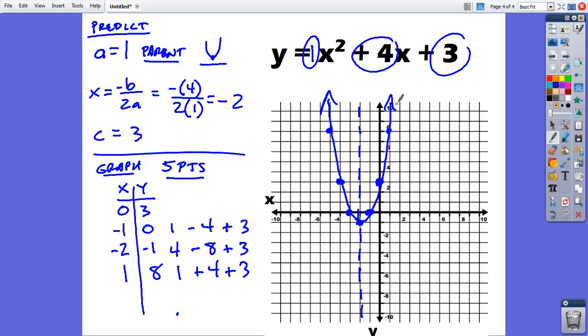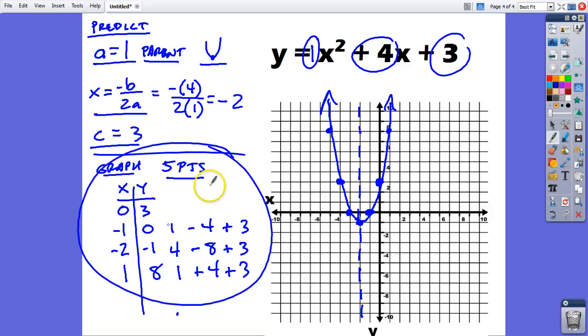Okay, so this is what the work should look like when you do this assignment. First, predict these 3 things. Predict what A is going to tell you about the graph, find the axis of symmetry, find the y-intercept. Then, once you have that information, you've got a general idea of what you're looking for. You're then going to do an XY table, plug in points until you get at least 5 or more.